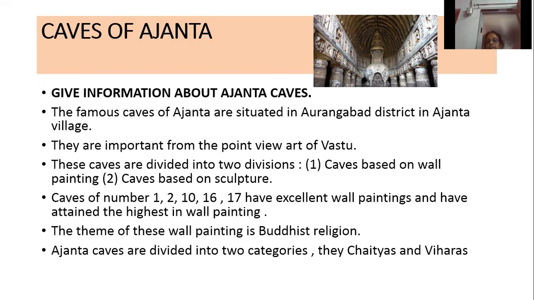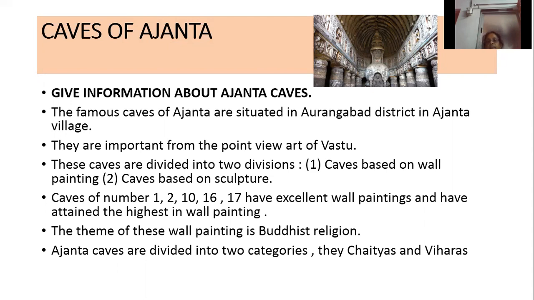Again, Ajanta caves are divided into two categories. They are Chaityas and Viharas. You have studied about Chaityas. Chaityas means temple halls for Buddhist monks or sannyasis. Viharas means the monasteries, or mutts, where Buddhist monks reside and study. Where Buddhist monks used to live and study is called Viharas.